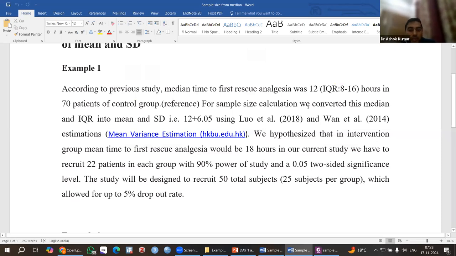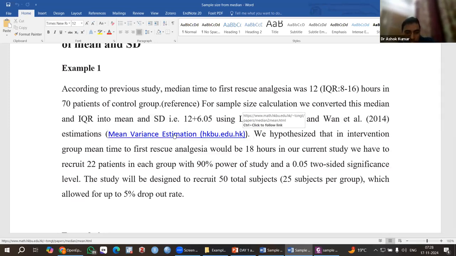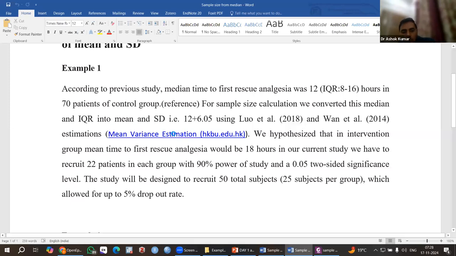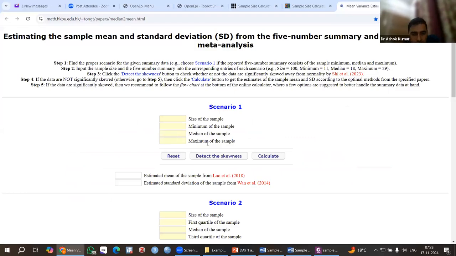For sample size calculation, we converted this median and IQR into mean and SD using the estimation of Luo et al. 2018 and Wan et al. 2014, and this is the link for how to calculate this. So click control. When I click this, it will open. I'll show how to do this.